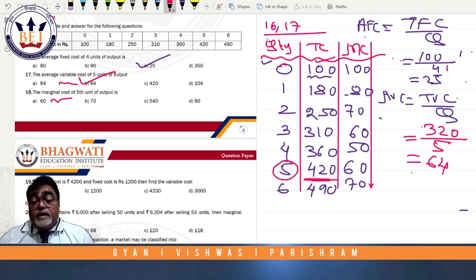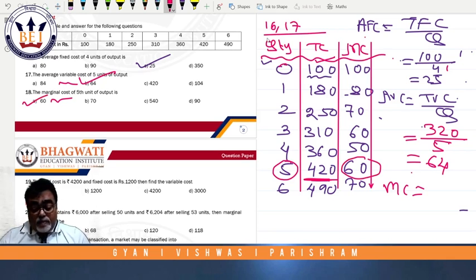18. They ask for marginal cost for the 5th unit. Look why I made this table, so that systematically things should come. So my answer of 18 should be option A.